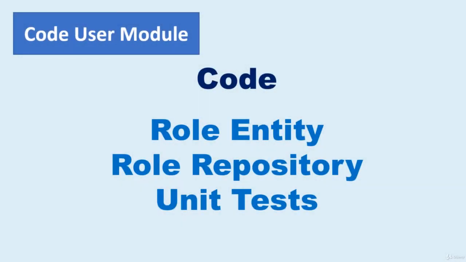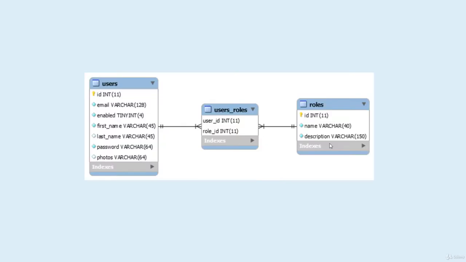In this lecture, we will write code for the role entity class, role repository interface, and some unit tests for the role repository. So we will create a new Java class that maps to the roles table in the database. And this table has 3 columns: ID, name, and description.